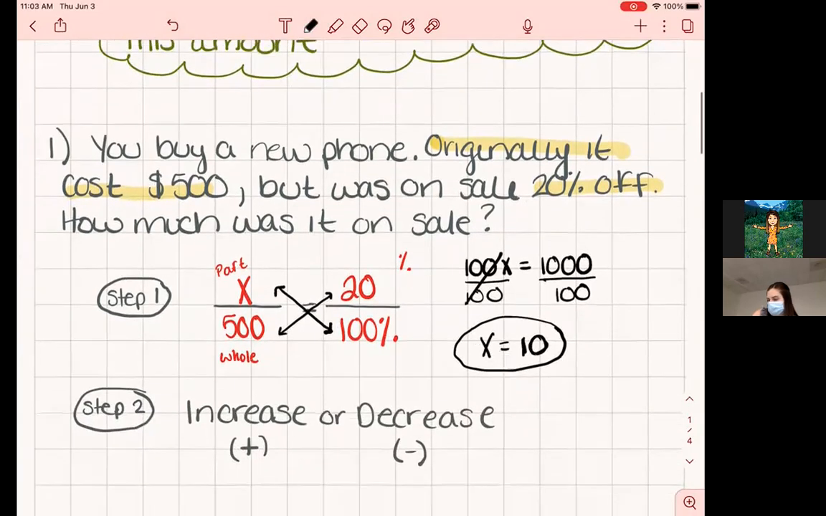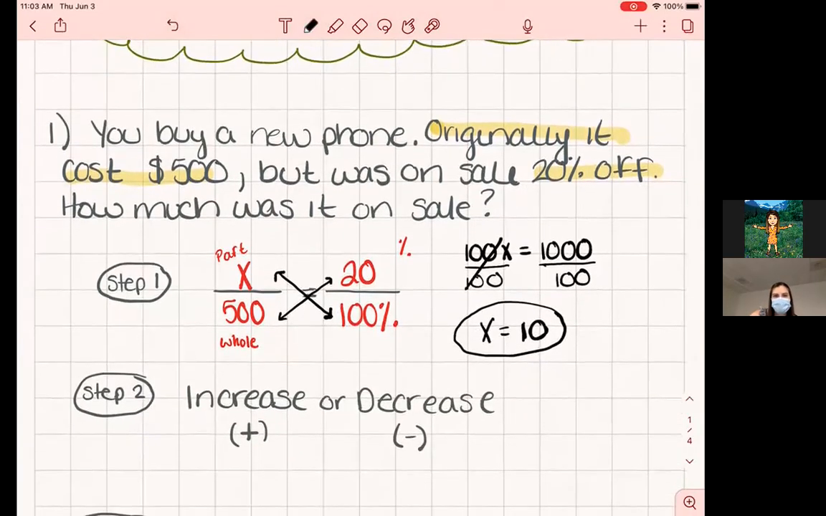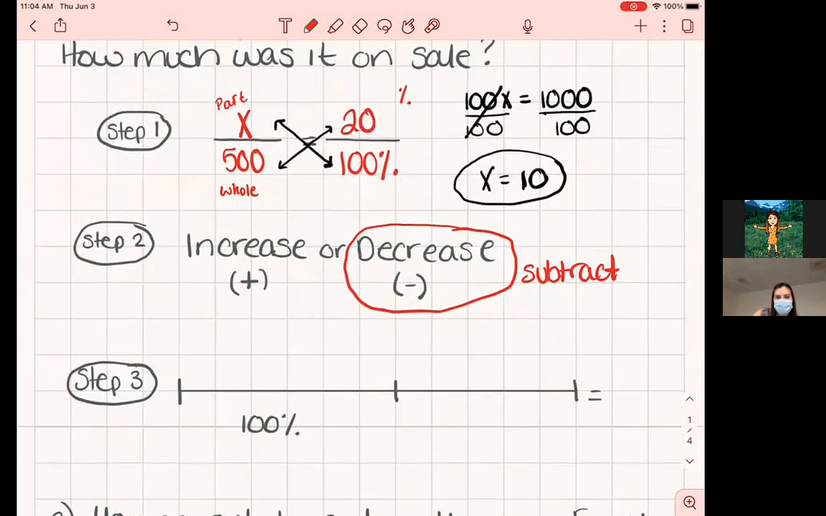Step 2, we need to decide if this is an increase or a decrease. So after you copy this down, what do you think? Do you think this is adding to the original cost, or is it taking away, when you see the words on sale for 20% off? Yeah, this is a decrease, which means we need to subtract. Decrease means that we are going to subtract. So now that we know the part, we know that we're subtracting, we're going to fill in a line diagram. So I'll pause and let you get this set up.